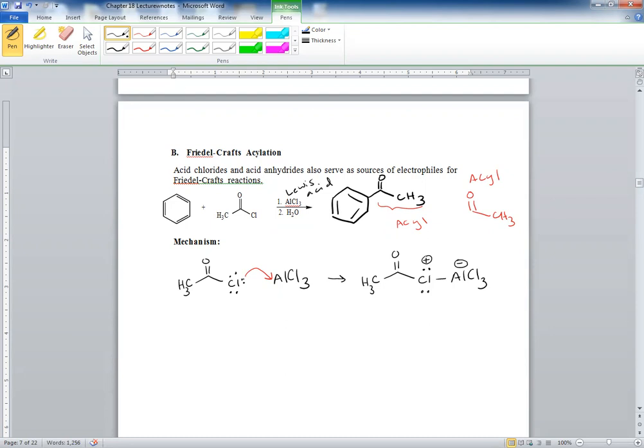So this bond right here dissociates, and it creates, and I'm going to show you how it would look, it's going to create this group. So this group right there is your electrophile, of course, at the carbon.